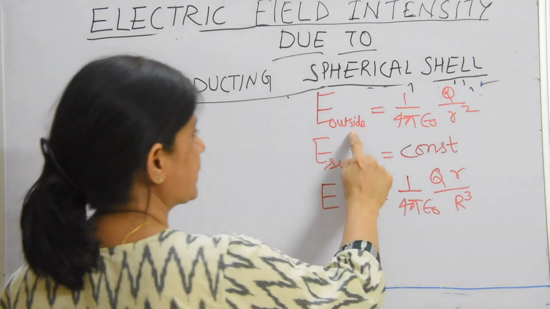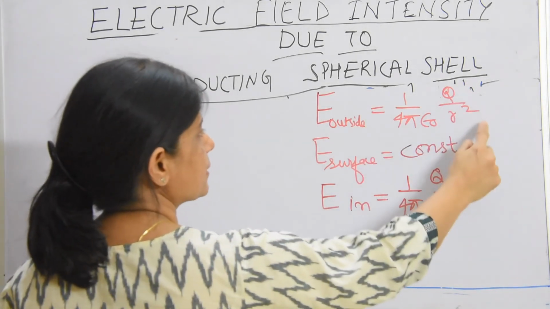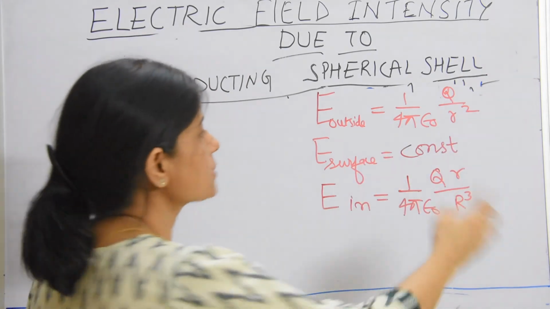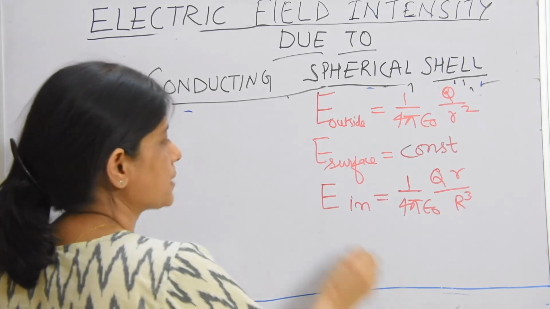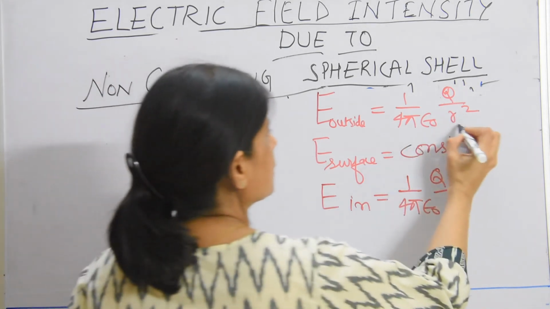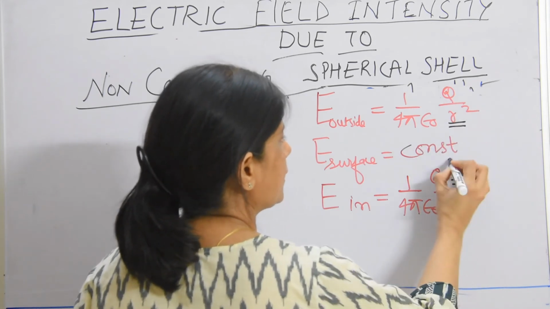As we know, electric field intensity outside is inversely proportional to r square. E on the surface is constant because capital R is constant, and E inside is directly proportional to r.